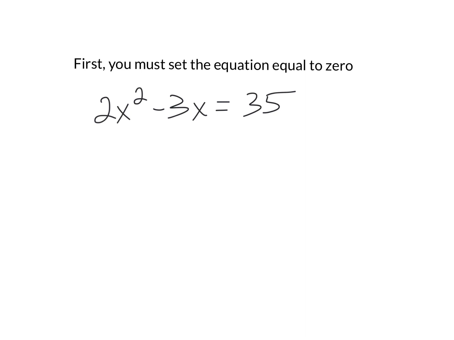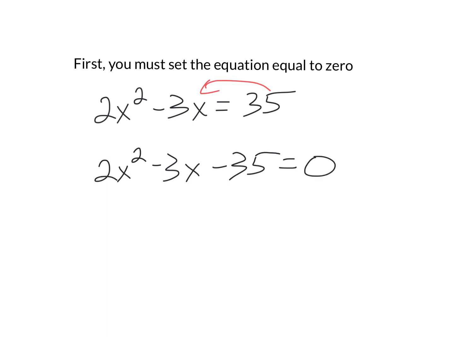Let me show you what that looks like by simply taking the 35 and moving it over. Now our equation would say 2x squared minus 3x minus 35 equals 0. Now the equation says exactly the same thing. We just moved this positive 35 to the other side and made it a negative 35. So when it is in this format, we have our ax squared plus bx plus c, and I'm going to show you how to graph that to find the solutions.